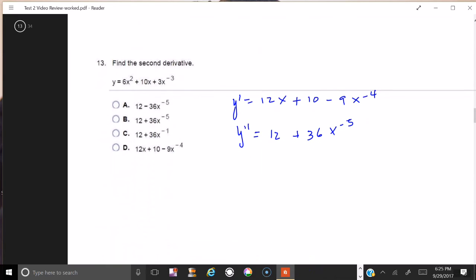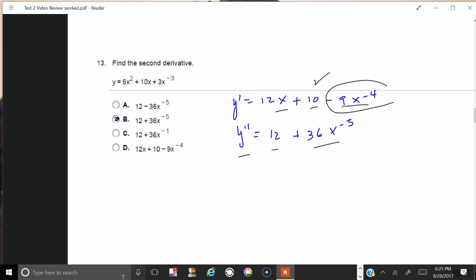Now here we want to take the second derivative, so we want to take the first derivative first, which is 12x plus 10 minus 9x to the minus 4th. The second derivative would be 12. The derivative of 10 is 0. And then finally, the derivative of the last term is 36x to the minus 5. And that is answer B.